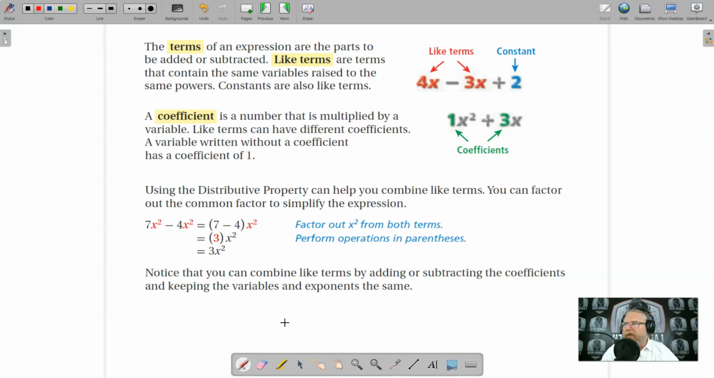Now, you could rewrite this as x squared plus 3x, and it would still be the same value, because even though you don't see it there, it is implied that there is a 1 in front of it. And this is important to understand, that every variable has a coefficient. It just so happens to be, if it's a 1, it's the invisible one. It's there, we just don't see it.